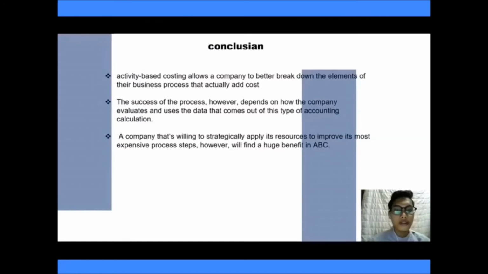Activity-based costing allows a company to better break down the elements of their business process that actually add cost, be it operational costs like machinery and manufacturing, or more administrative costs like interpersonal processes or company policy. The success of the process, however, depends on how the company evaluates and uses the data that comes out of this type of accounting calculation.